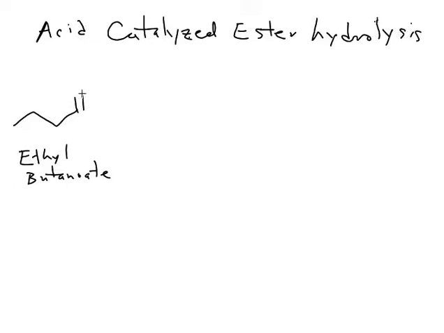On the first carbon, there is a carbonyl, the carbon-oxygen double bond. Then there's going to be the ester linkage, and the branch on the ester linkage is going to be a 2-carbon branch, 1, 2 for ethyl. So this is ethyl butanoate. What we're going to do is we're going to add water in the presence of acid. The bond that we're going to break is the ester bond.